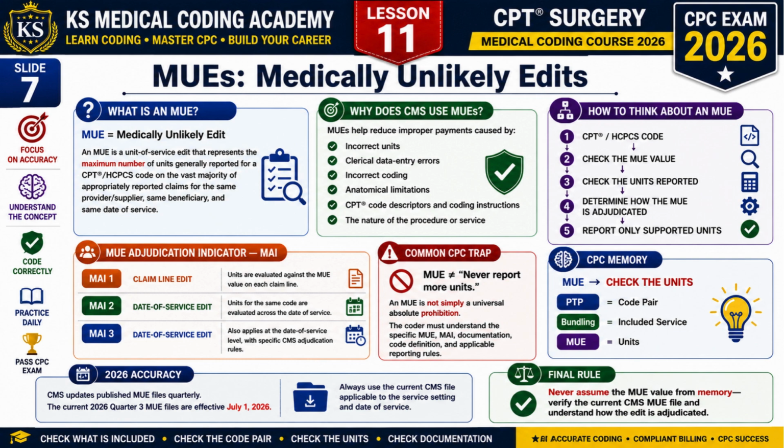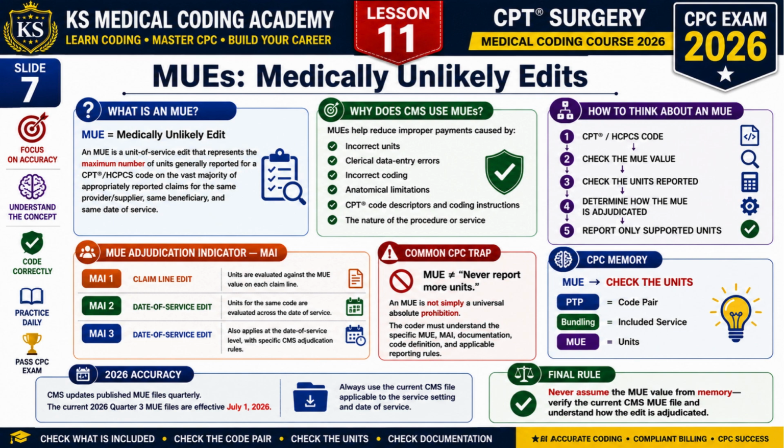You'll also see MUE Adjudication Indicators, or MAIs. These indicators help determine how the MUE is applied, such as at the claim line or date of service level. Here's an important CPC trap. An MUE does not simply mean that reporting more units is never possible in every circumstance. You must understand the specific edit, its adjudication method, the code definition, documentation, and applicable Medicare coding rules.